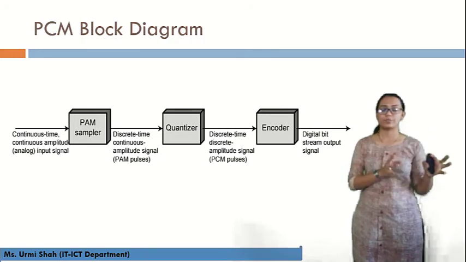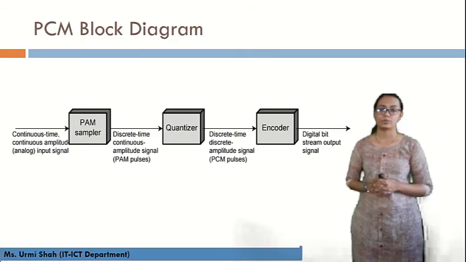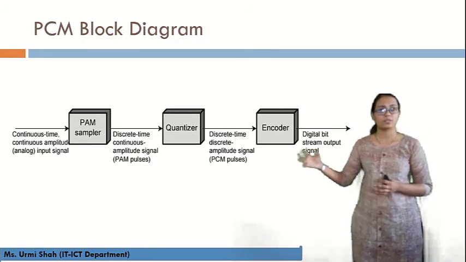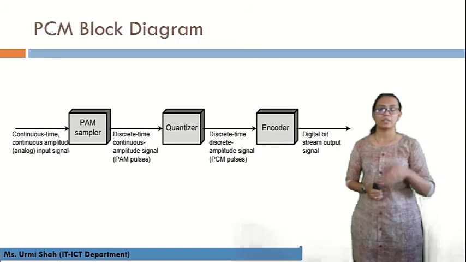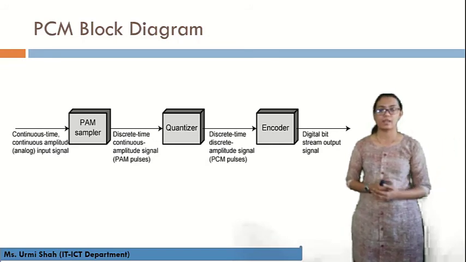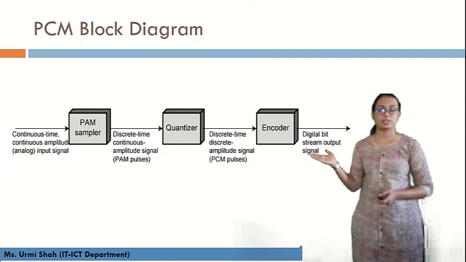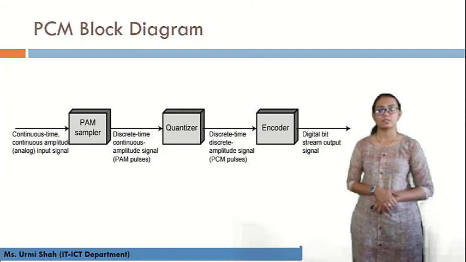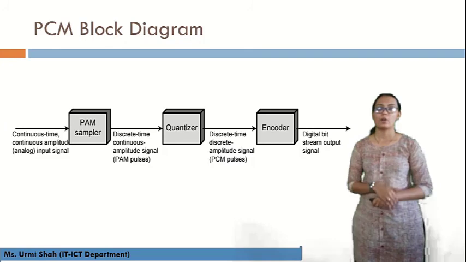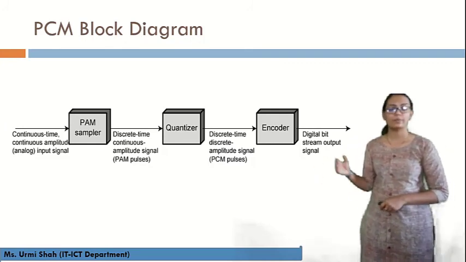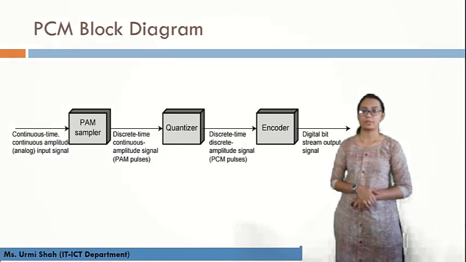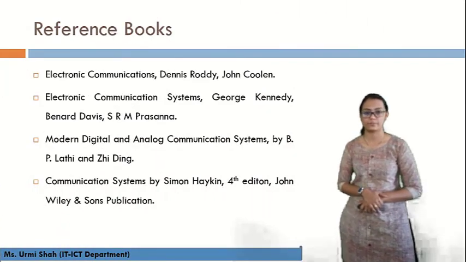This output will be further given as an input to the encoder block. Now what is the encoder block going to do? The encoder block will code these signals in the form of digital bits. So the final output generated will be a digital bit stream. So this is how the PCM or pulse code modulation circuitry works. So this is the simple block diagram of pulse code modulation.